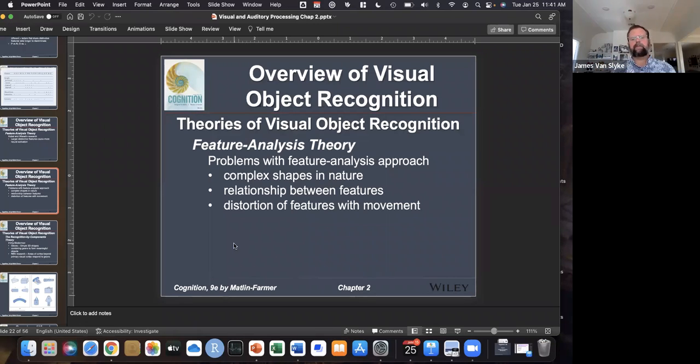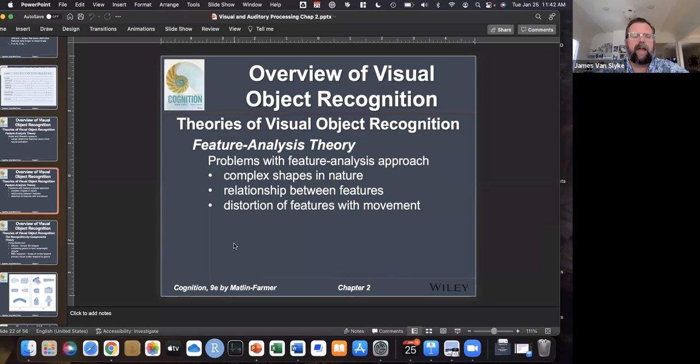So some of the problems with feature analysis theory is it makes sense in terms of things like letters and things that are really kind of strong distinctives. But when you look at things in nature and the kind of shapes you have in nature, there's much more complexity to the shapes that we see, such that trying to whittle it down to a particular feature would be kind of difficult. So we see a lot more complex shapes.